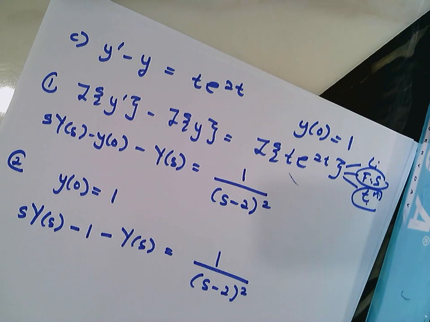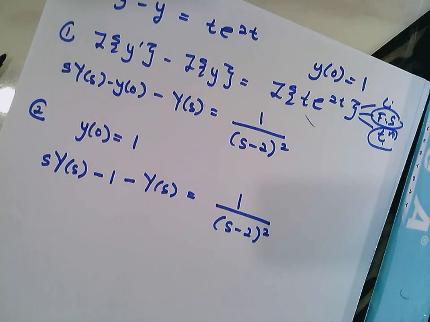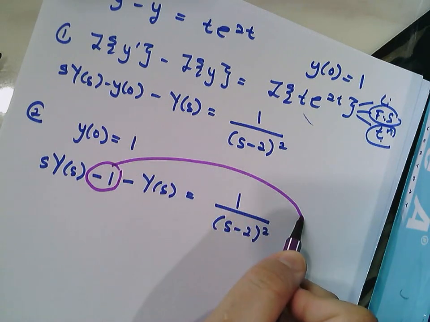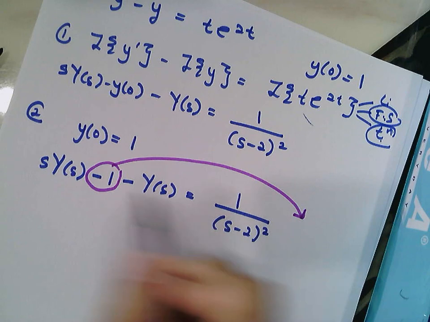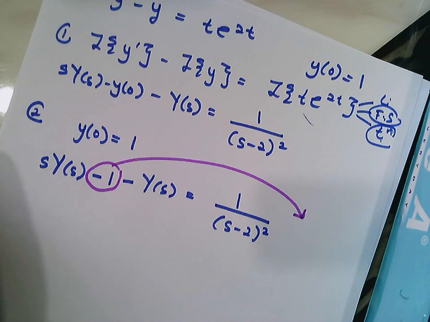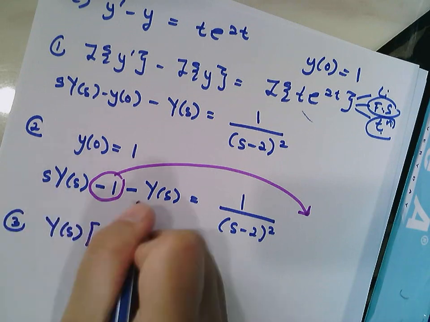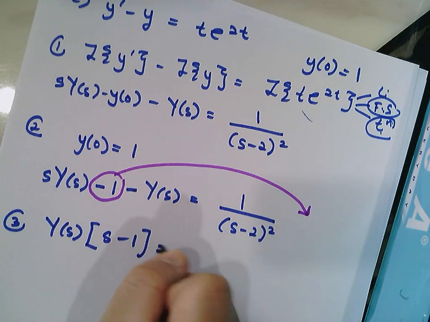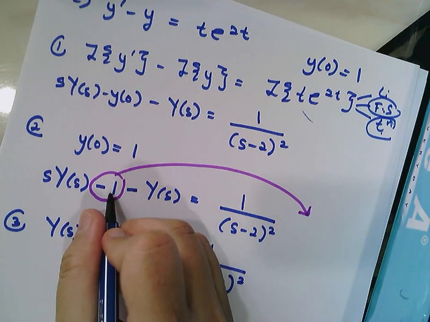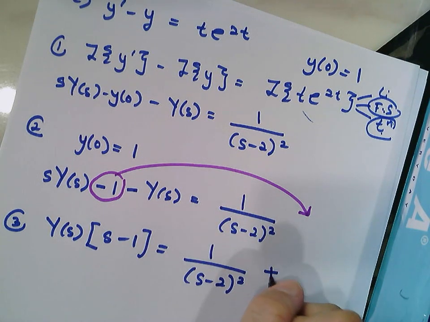Okay. So before you can factorize your Y(s), this one needs to be transferred to your right hand side. You need to move this one to your right hand side. Okay, so you will have Y(s)(s minus 1) is equal to 1 over (s minus 2) squared. This is minus 1, so when it goes to your right hand side it will be plus 1.